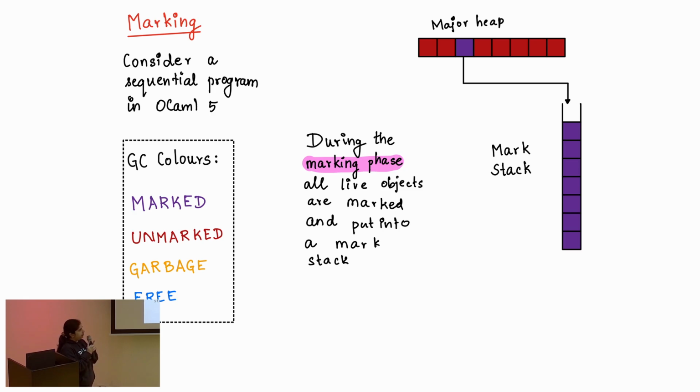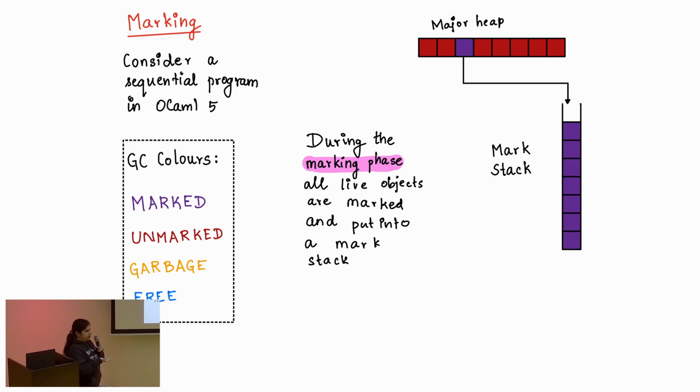These are slightly different from what stock OCaml follows, but I'm not going to go into the details of what it is in stock OCaml. So we have 4 states for the garbage collector. An object is marked, meaning it is put into the mark stack, and it needs to be scanned for its children nodes. An object can be unmarked, meaning it has not been scanned by the GC yet, or it could also be unreachable from the GC roots.